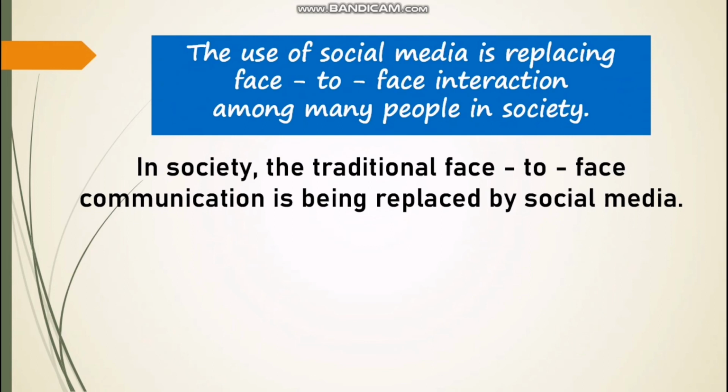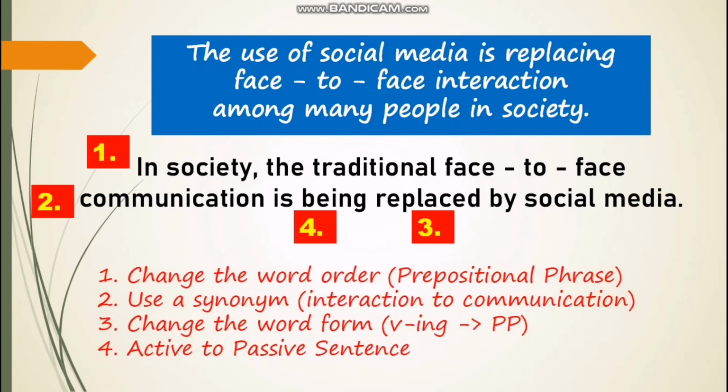We have four things here. Number one is "in society." In society here follows the method of changing word order. The word communication here follows the method of using a synonym, from the word interaction to communication. And then replaced here is using the method of changing word form. It is from verb-ing in the task to the PP in the paraphrase task. And the last but not the least is active to passive sentence.